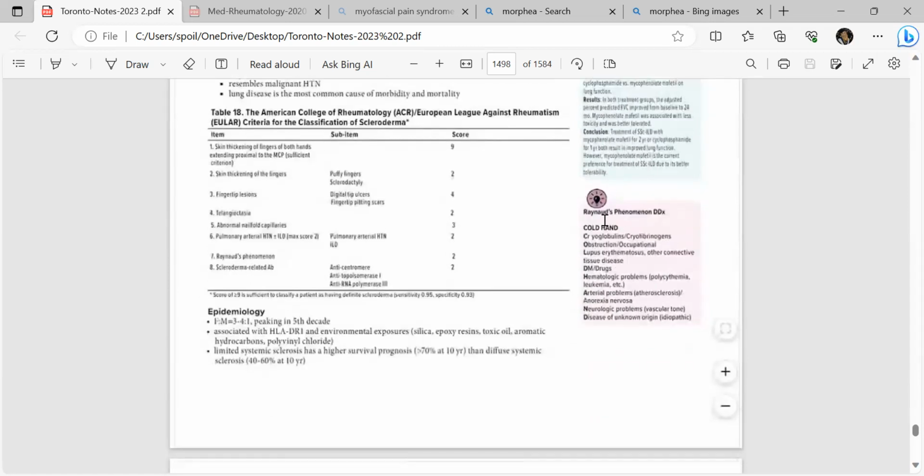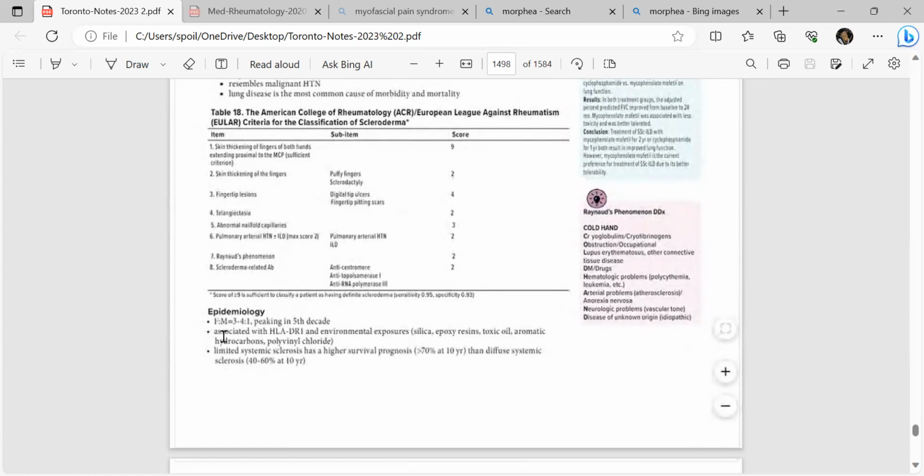If we read about Raynaud phenomenon, the diagnosis is COLD HANDS: cryoglobulin, obstruction, occupational, lupus erythematosus and connective tissue disorder, DM, drugs, hematologic problems, that is polycythemia, leukemia, arterial problems, atherosclerosis and anorexia nervosa, neurologic problems, that is muscular tone, and disease of unknown origin.